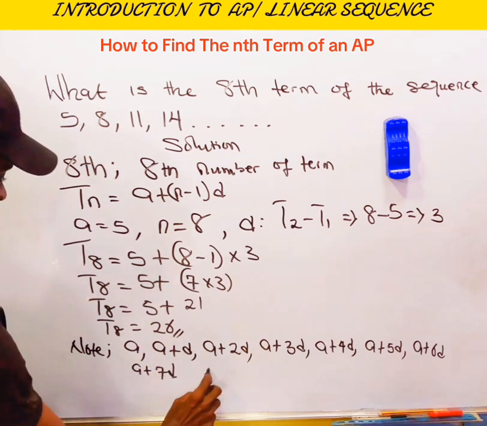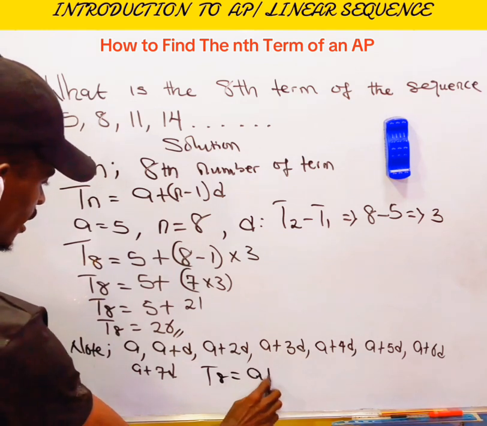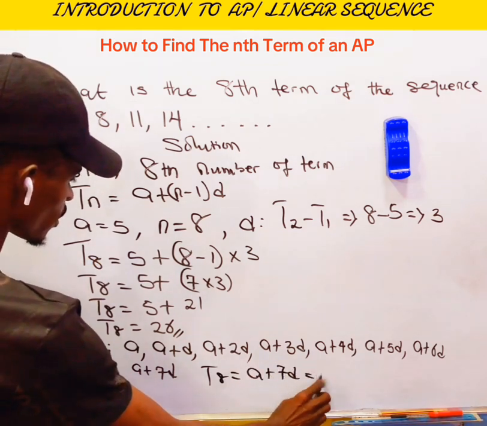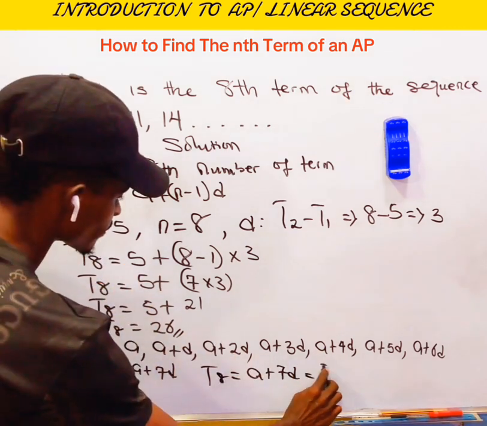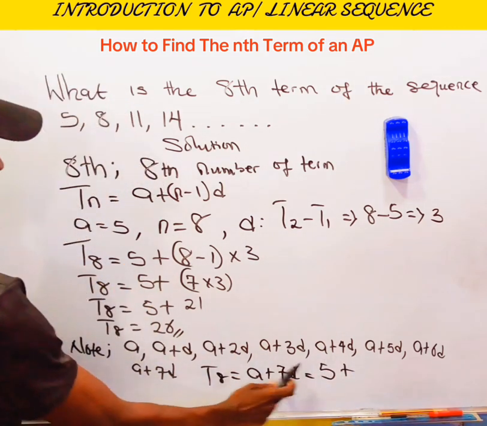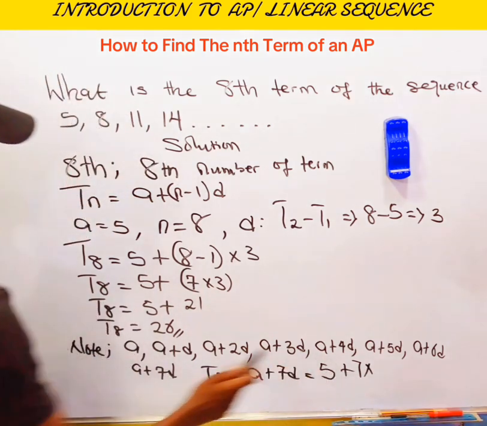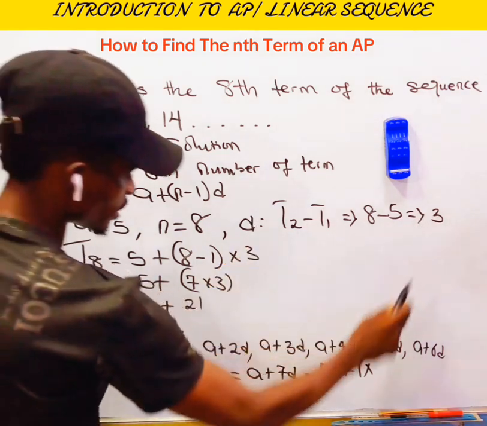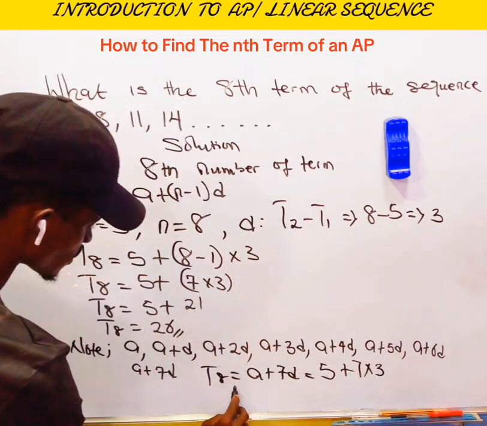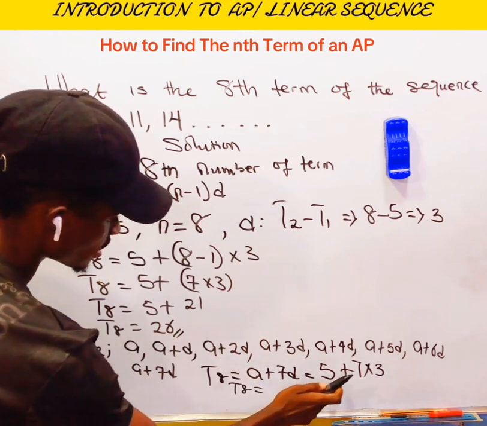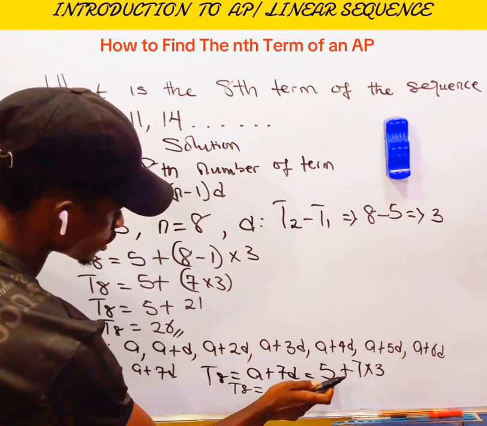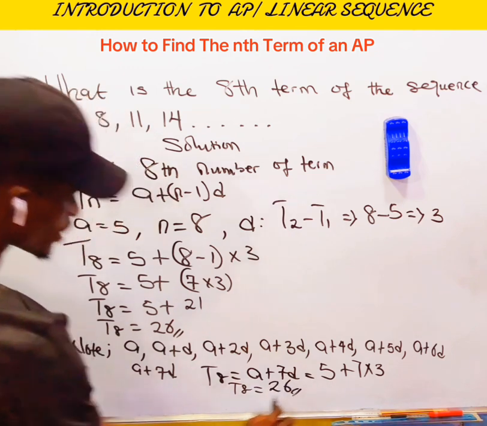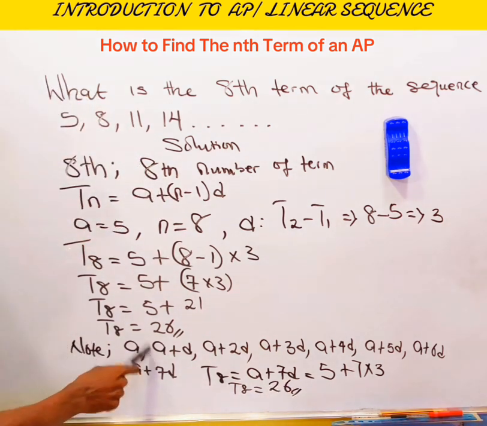T8 is A plus 7D. What is A? A is 5, plus 7 times D. And what is D? D is 3. So T8 is 5 plus 7 times 3, which is 21, and 21 plus 5 is 26. So this is also a general form for finding a certain term of an AP.